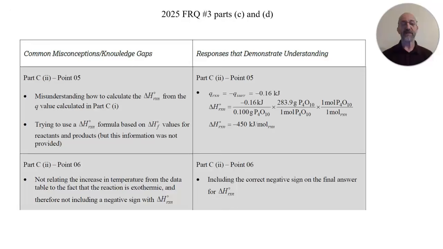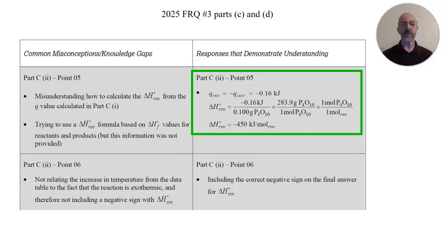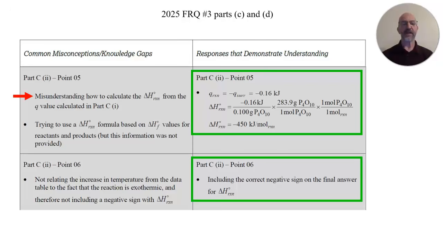Now, as far as the mistakes that students made on this particular question, there was misunderstanding about how to calculate the delta H of reaction from the Q value, and trying to use a different formula involving reactants and products to calculate delta H, but this information was not provided in this question. And not including the negative sign for delta H was another common mistake.